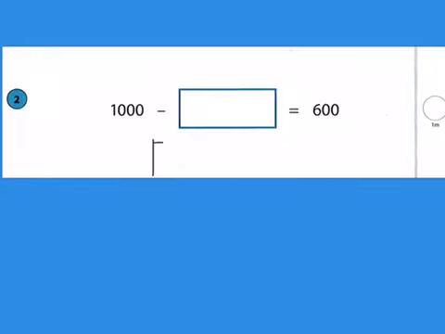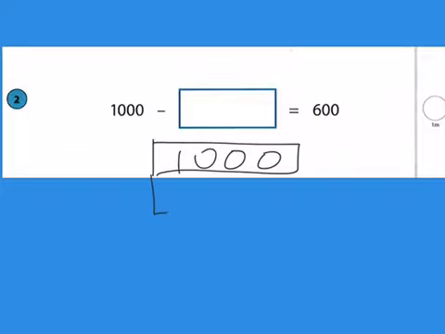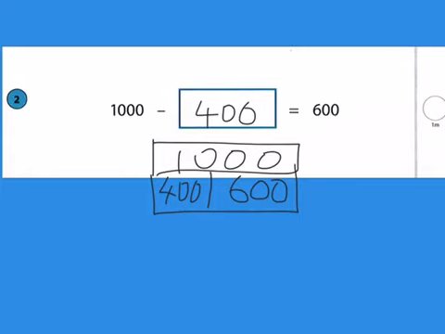So we've got 1,000. Let's draw another 1,000 there. If we take off a bit of that 1,000 and we're left with 600, that means 600 plus what we took off makes 1,000, so it must be 400.